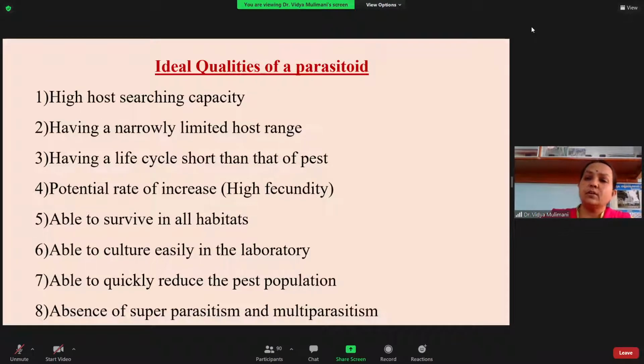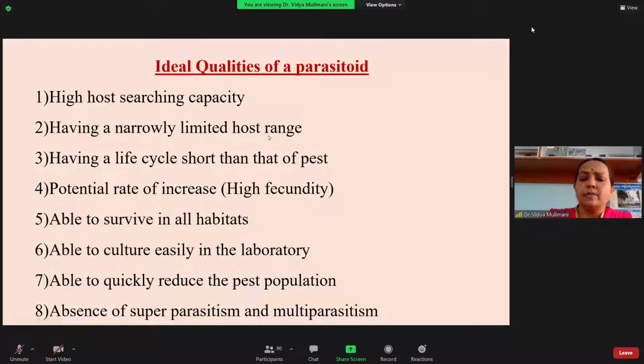You cannot select all the parasitoids that have been listed. Only certain parasitoids are selected for pest management. So what are the qualities we look for in a parasitoid for exploitation in pest management? The first one is a high host searching ability. That means whether the pest is hidden within the stem or within the flower, wherever it is, the parasitoid has to hunt it and the female has to lay the egg. That is the host searching ability.